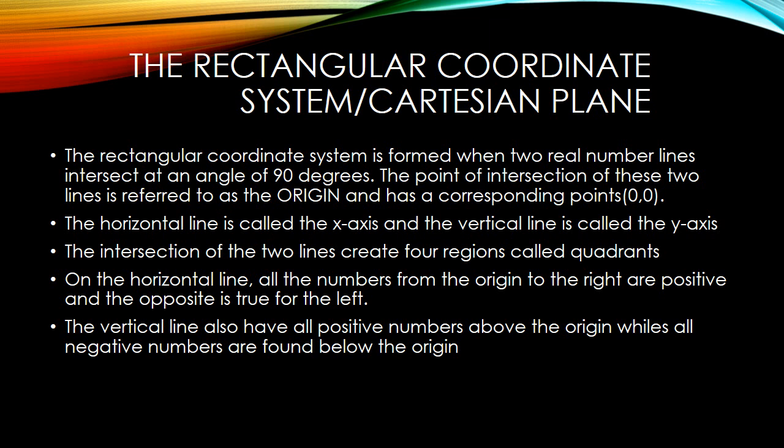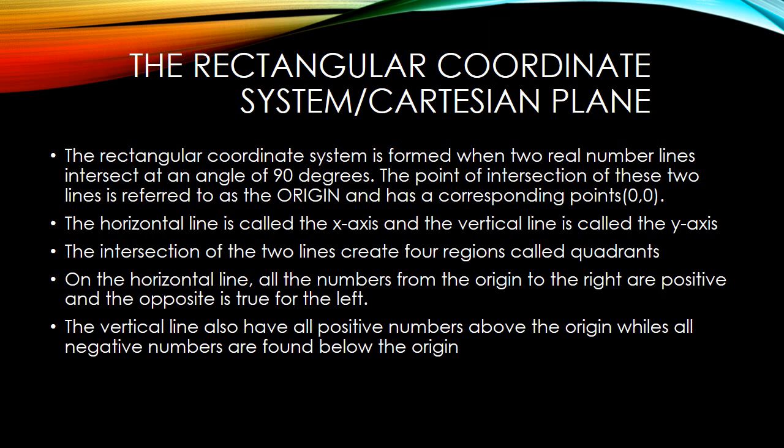Now, let's look at the features or the properties of the x and y coordinate, or the Cartesian plane. It is formed when two real number lines intersect at a perpendicular angle. The point of intersection of these two lines is referred to as the origin and has the corresponding point 0, 0. The horizontal line is called the x-axis. The vertical line is called the y-axis. The intersection of these two lines creates four regions called the quadrants. So we have the first quadrant, second quadrant, third and fourth quadrant, and it moves in an anti-clockwise direction.